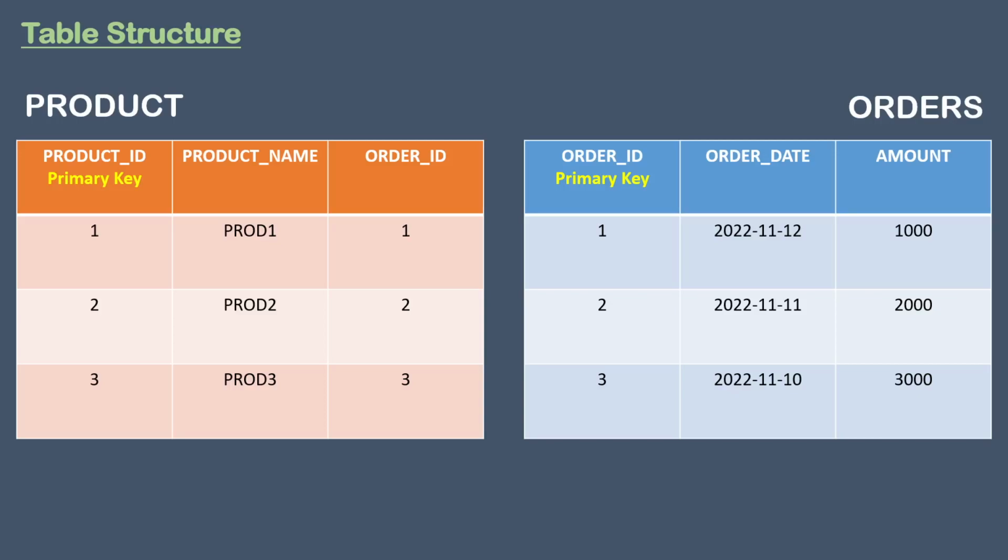where the order becomes the parent and product becomes the child entity. For that, the table mapping would be like this: the product table will hold an order ID, and this order ID is the foreign key pointing to the order underscore ID, which is the primary key of the order table.